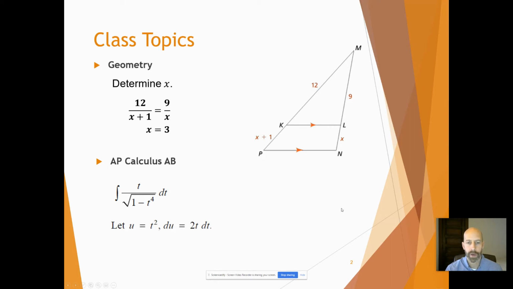We will let u equal t squared. Therefore, du would be equal to 2t dt. And we need to accommodate for that 2, so we put the 1/2 in front of the integral, and we'll get a final answer here of 1/2 arc sine t squared plus c.